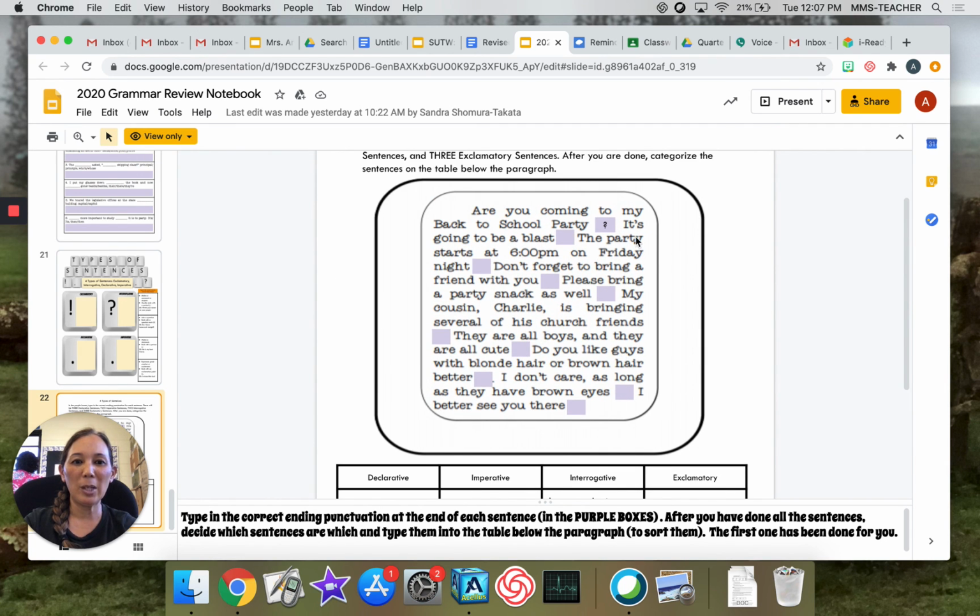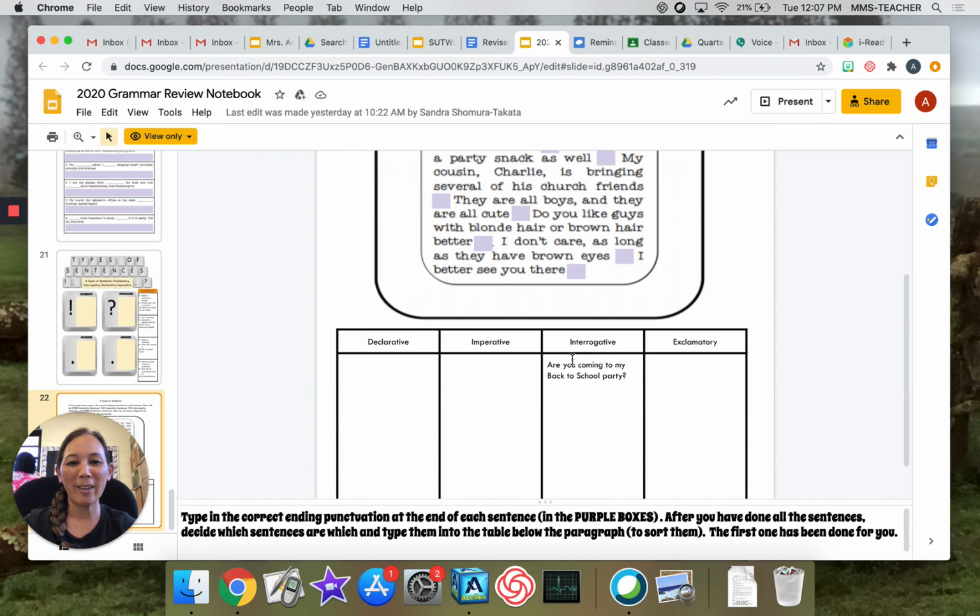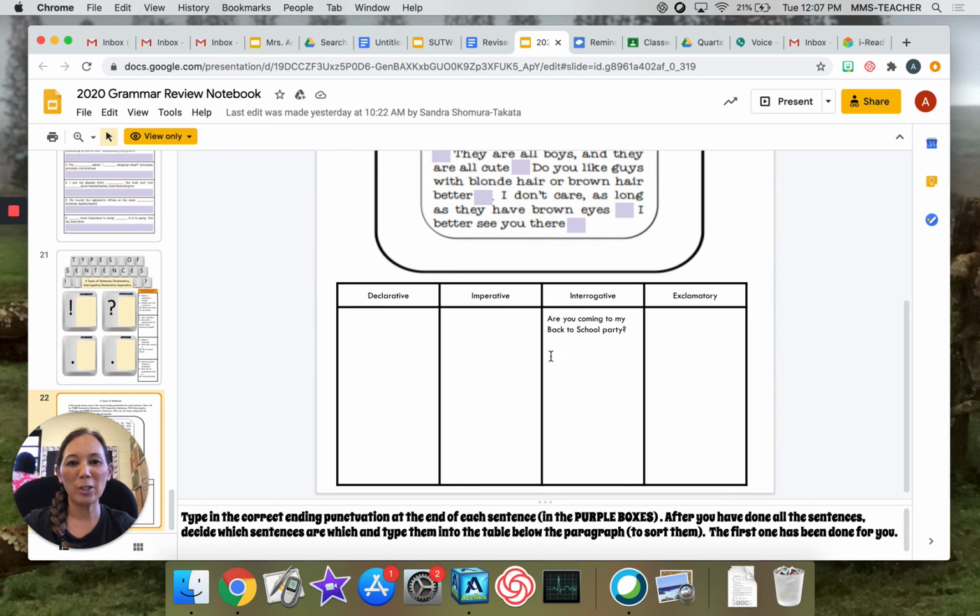Okay, so you would do the same thing for the rest of the paragraph. It's going to be a blast. And so you figure out what type of sentence, what should be at the end of this sentence here. Would it be an exclamatory, imperative, interrogative, or declarative? Okay, so either put a period, exclamation mark, or a question mark, and then match it up with, sort it into the correct column down below.